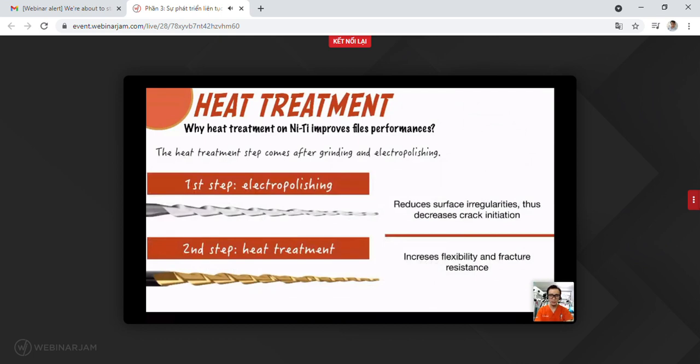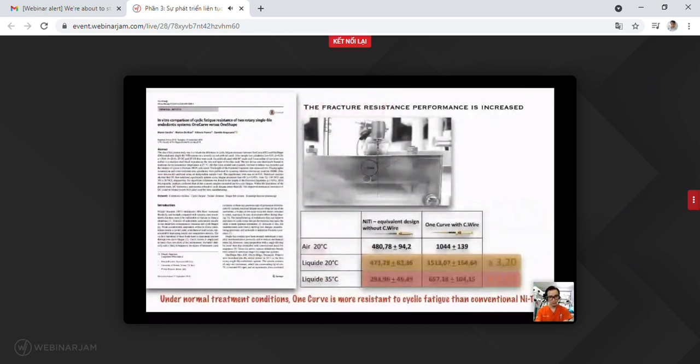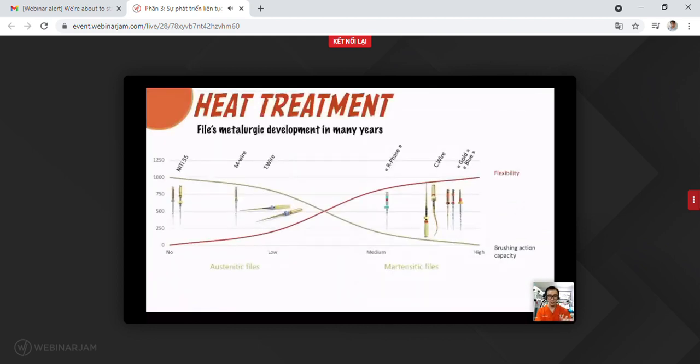And the heat treatment step comes after grinding and electropolishing. The first step is electropolishing. So we have to shape the files first and then do the heat treatment. And you can see from here the improvement of the fracture resistance. Compared to any other files, maybe in the market you will see more files with more flexibility because these files are more martensitic.